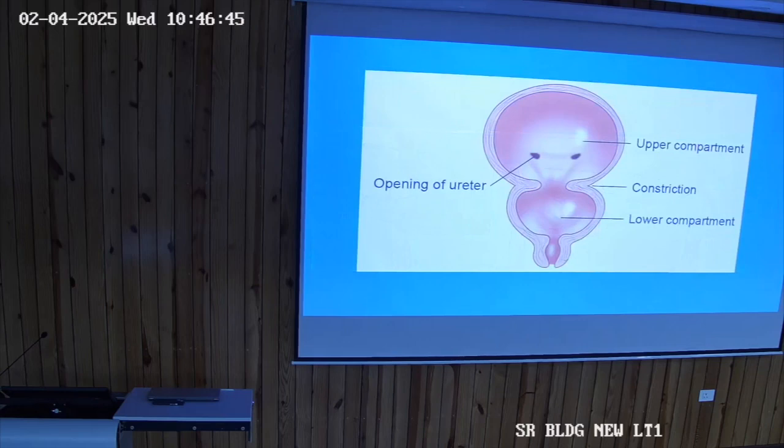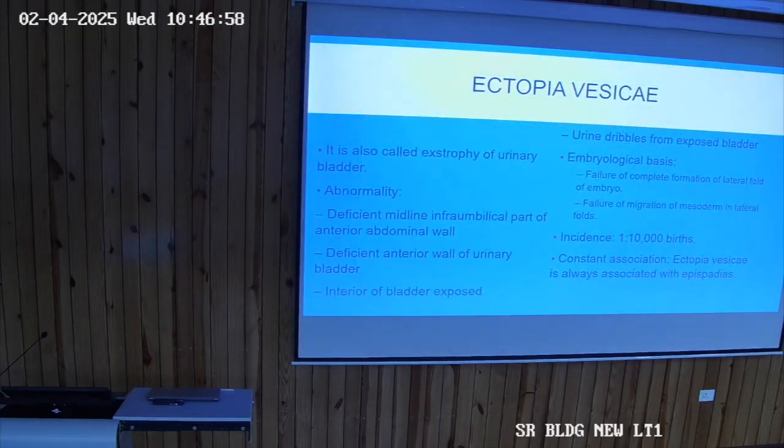Then a constriction may occur in the developing bladder which give it hourglass appearance. There is upper compartment, lower compartment, in the middle there is constriction. This kind of condition is hourglass. Okay, next and the last one we have ectopic vesica.